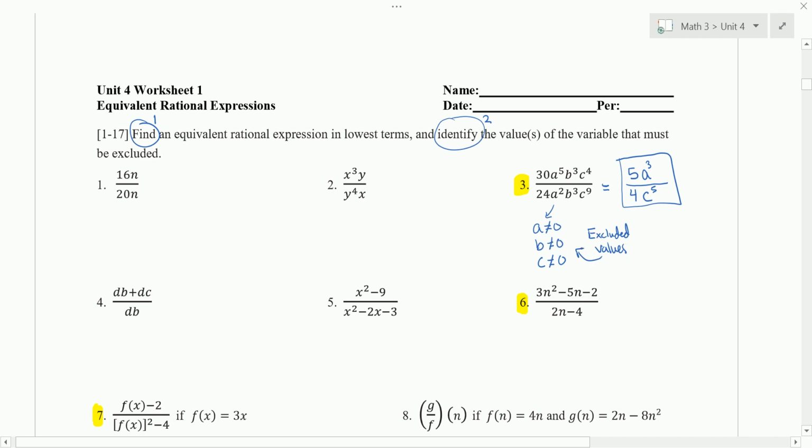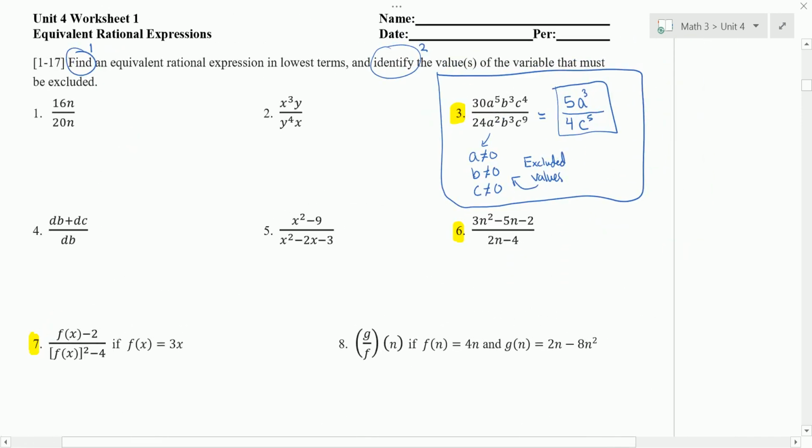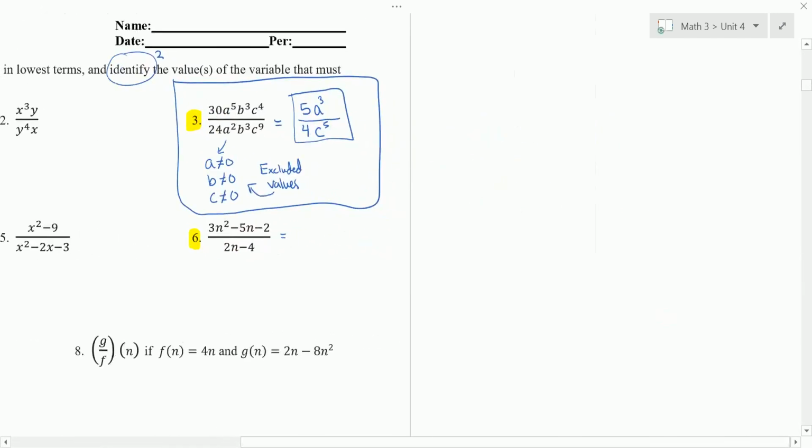Alright, number 6. So in this form, it's not apparent if this can be reduced at all, but factoring helps us see what the numerator and the denominator are divisible by. So in the numerator we have a trinomial, 3n squared minus 5n minus 2. And I'm going to try factoring that.